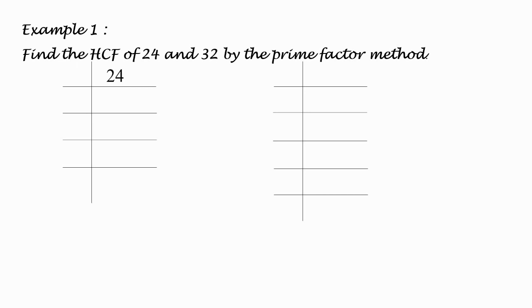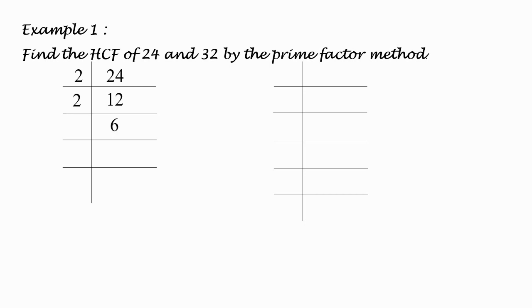So 24 we will be writing on the right hand side of the vertical line, and we know the factors of 24 are 2 and 12. So 2 we will be writing on the left hand side and 12 we will write below 24 on the right hand side of the vertical line. Now further we have to factorize 12. The factors of 12 are 2 and 6. So 2 we will be writing on the left hand side of the vertical line and 6 we will write on the right hand side below 12.